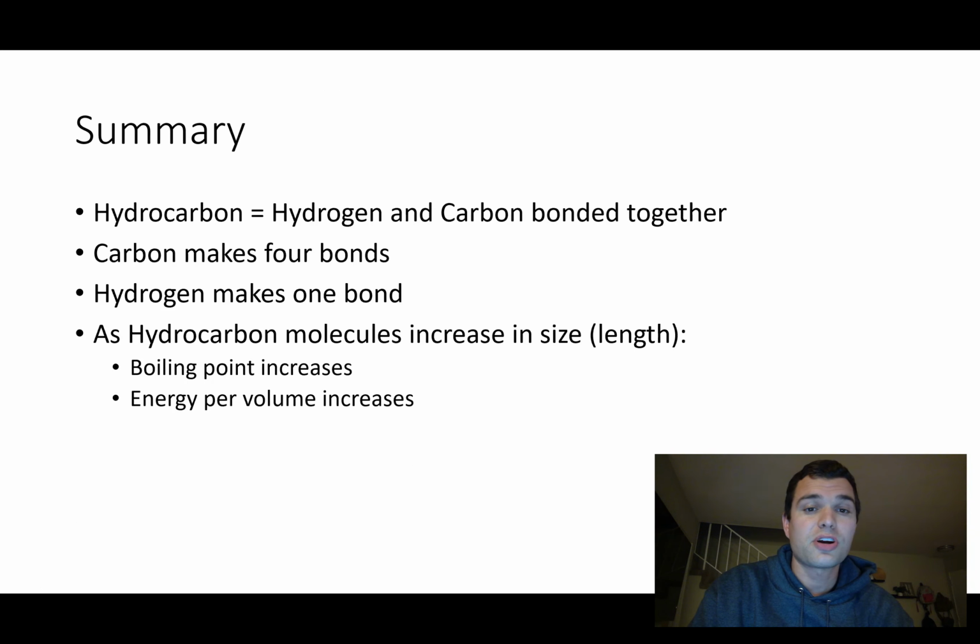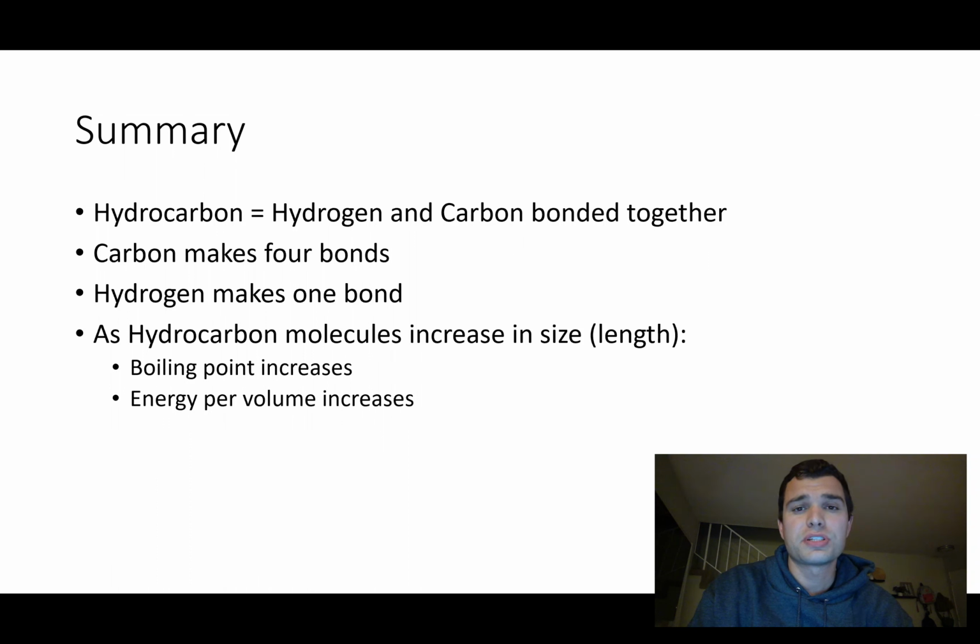So in summary, hydrocarbon is hydrogen and carbon bonded together. Carbon makes 4 bonds, hydrogen makes 1 bond, and as hydrocarbon molecules increase in size, so their length, the boiling point increases, and then the energy per volume increases. So the purpose of this video is just a very quick introduction, and with this knowledge, we'll be able to build on some more advanced concepts in refining.